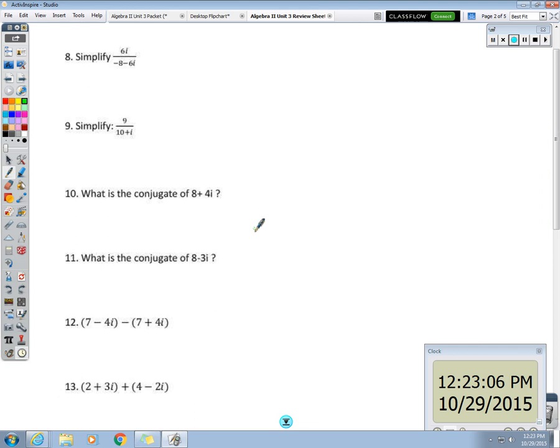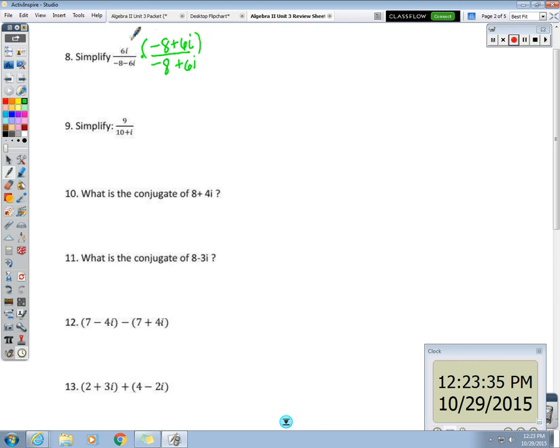Alright, simplify 6i divided by negative 8 minus 6i. Okay, well what's the problem? There's an i in the denominator. How do you get the i out of the denominator? Gotta multiply with a conjugate. Okay, what is the conjugate? Negative 8 plus 6i. Right, when you're doing the conjugate, all you change is the complex part, not the real part.